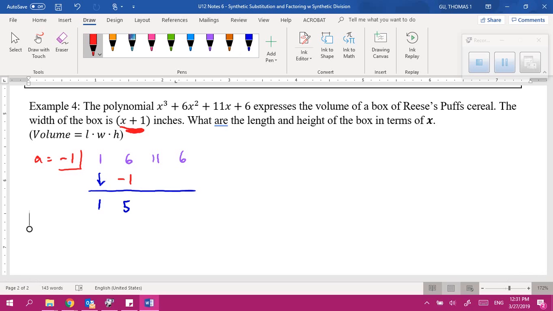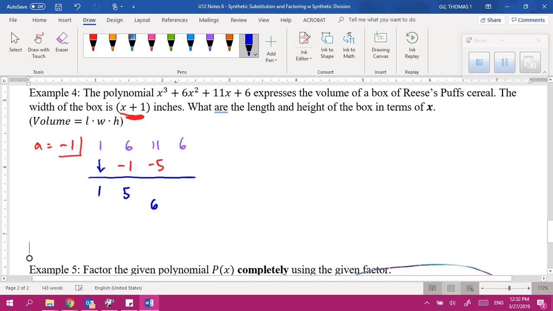5 times -1 is? -5. 11 plus -5 is? 6. And 6 times -1 is? And lastly, 6 plus -6? 0. You know it should be 0 because they told you that that is the width of the box. It is a factor. So now that I have 1, 5, and 6 as my coefficients, what is my new polynomial? That's right, x squared plus 5x plus 6.